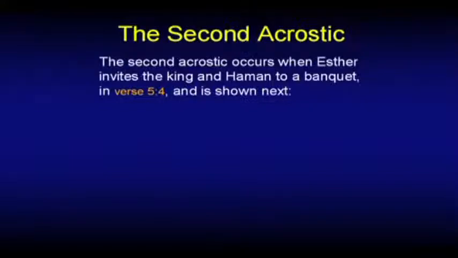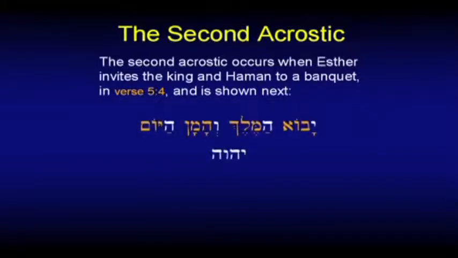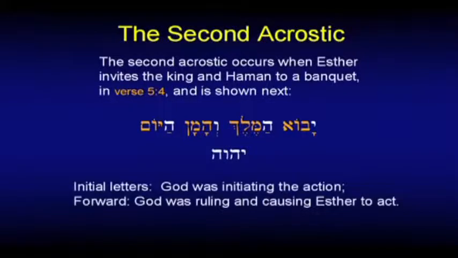Okay? The second acrostic occurs when Esther invites the king and Haman to a banquet. That's in chapter 5, verse 4. And that's what it looks like in the Hebrew. And here again, if you take the first letter of each word, it spells Yod-Heh-Vav-Heh. And this God is initiating the action, and it's forward because God is ruling and causing Esther to act. Okay?